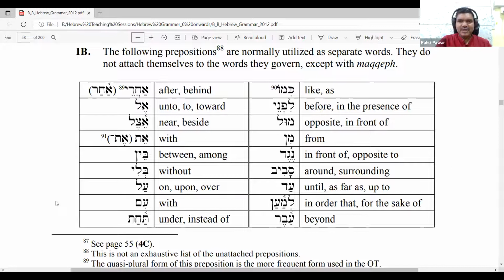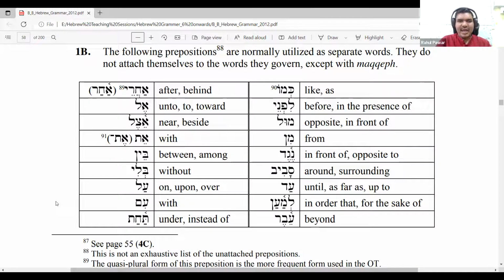So, if you want to learn Hebrew, you must learn this vocabulary. I request everyone to unmute yourself and say this vocabulary after me.